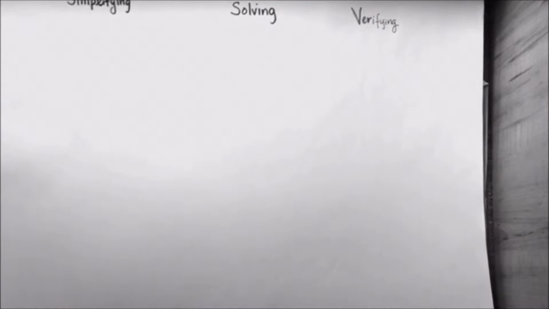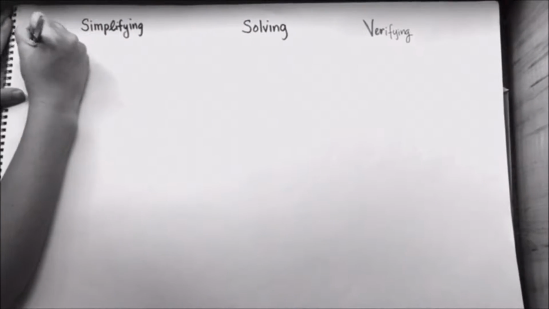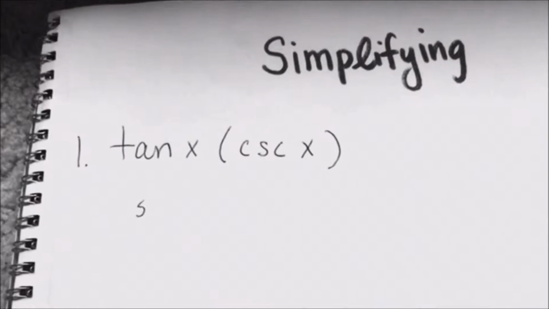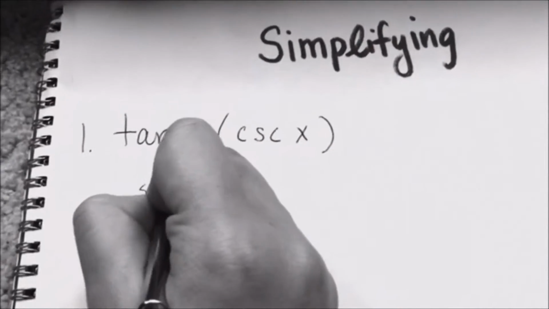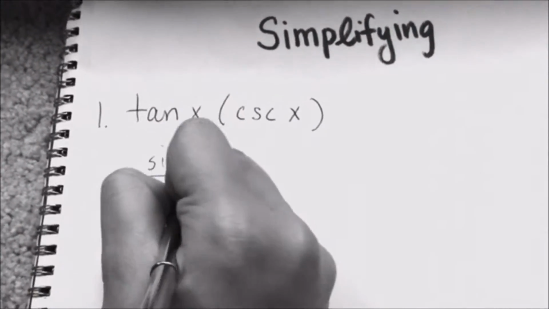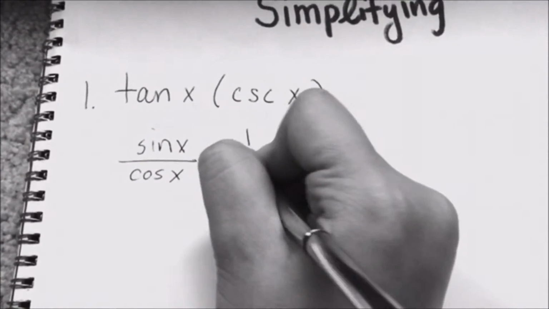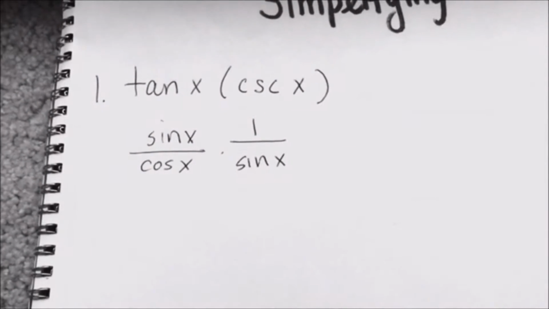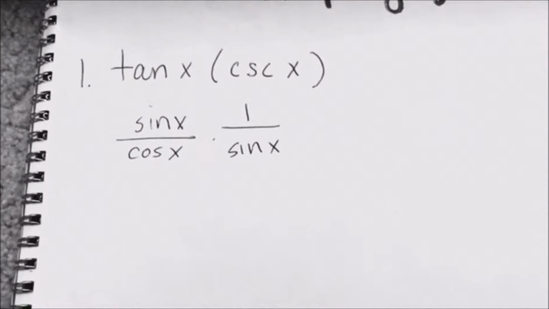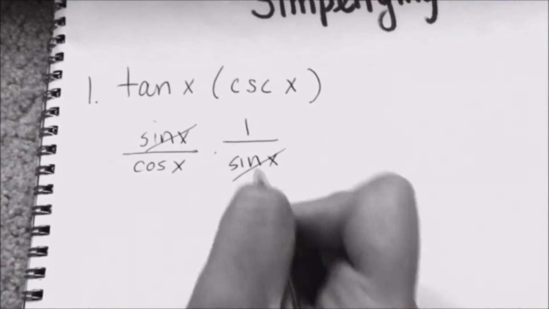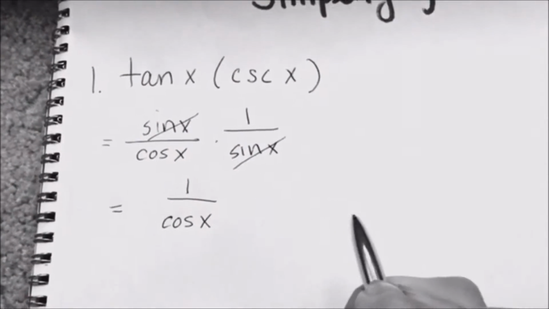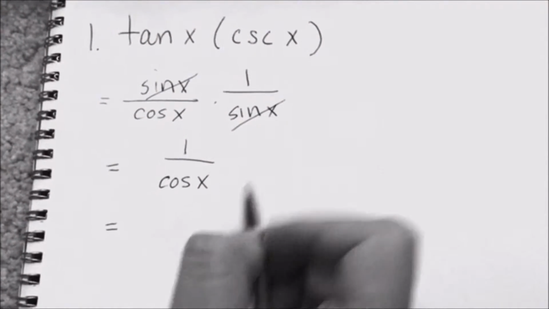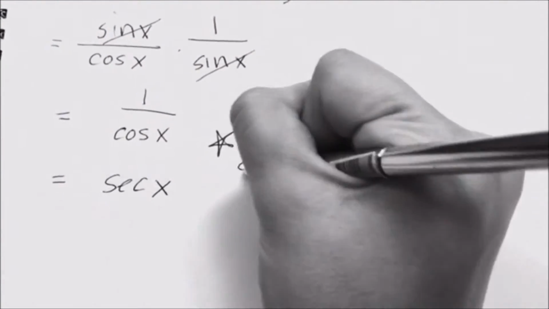Okay, Michelle, you can start writing now. We're going to show you simplifying first. Remember, tan equals sine over cosine, and cosecant equals 1 over sine. Okay, now you have to cross out the sine x because it's a multiplication. And your answer is 1 over cosine x. Just kidding, it's not 1 over cosine x, it's actually secant x. Always simplify.